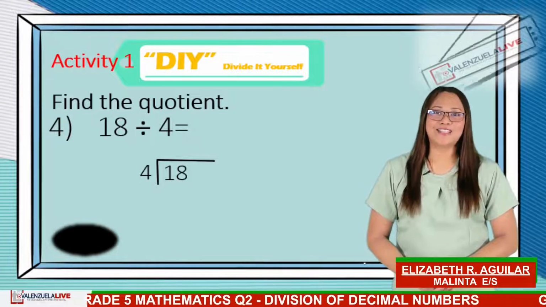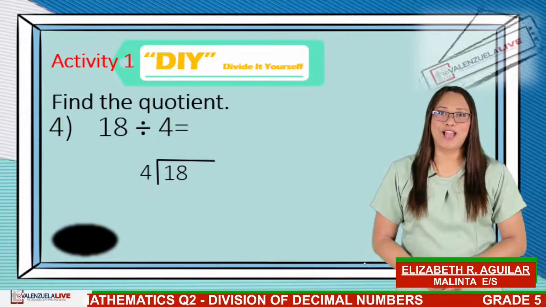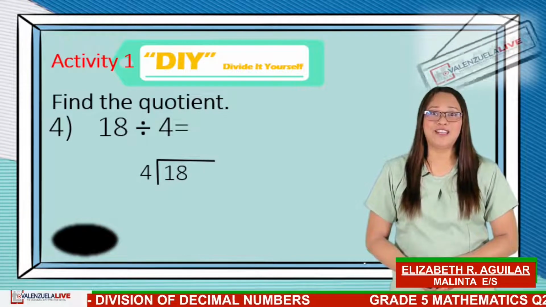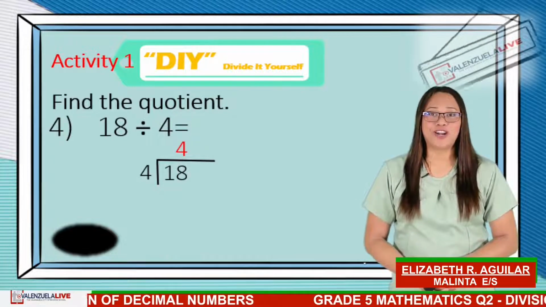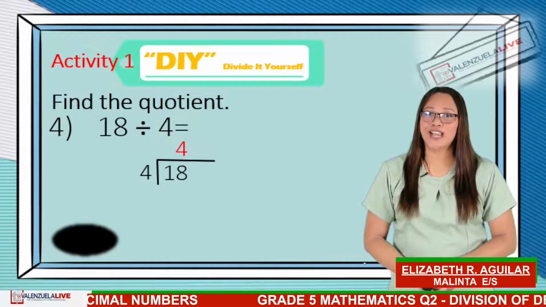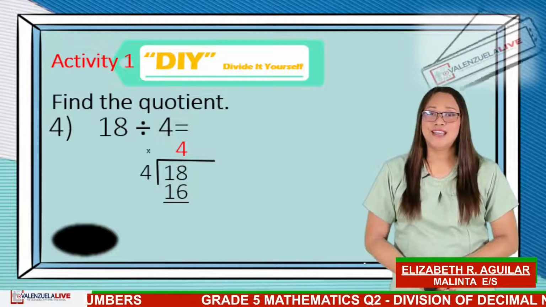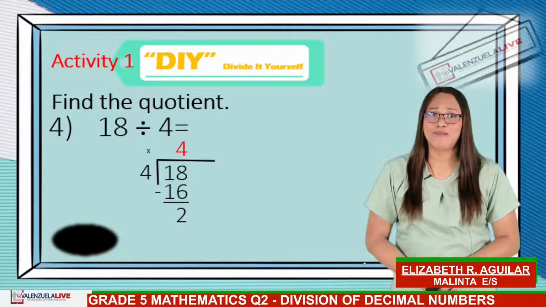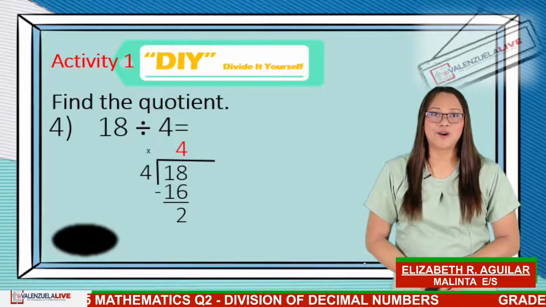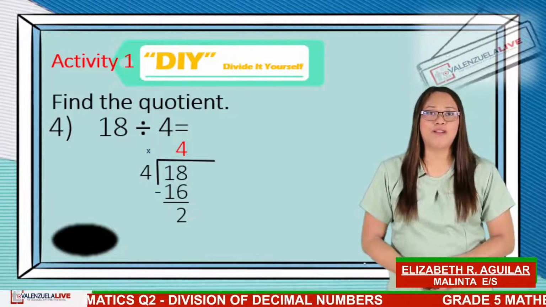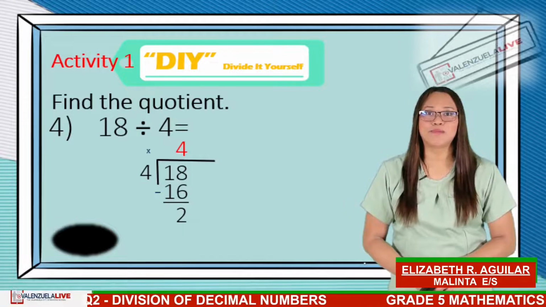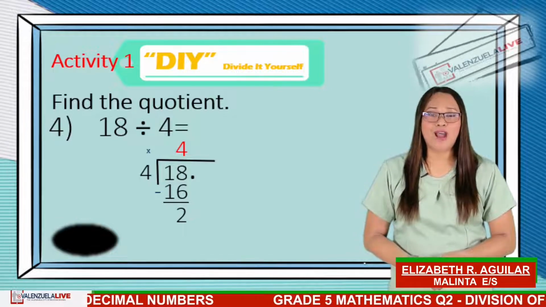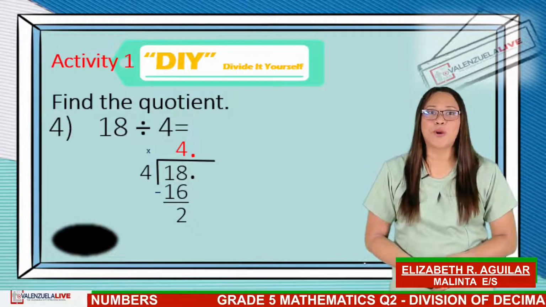All right, so time is up. So we have here 18 divided by 4. Let's solve it together. 18 divided by 4 is equal to 4. 4 times 4 is equal to 16. Then 18 minus 16 is equal to 2. This time, we still have a remainder. So before writing the 0, we need to put the decimal point first. Do not forget that. We also write the decimal point in our quotient.